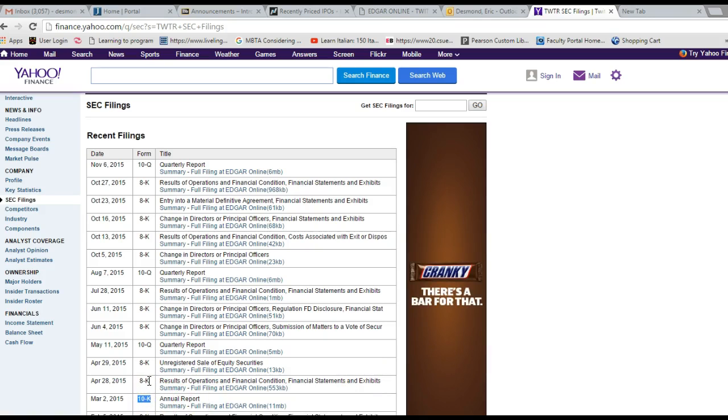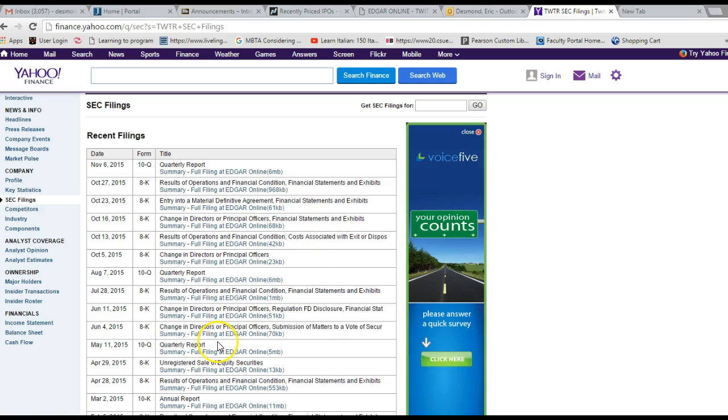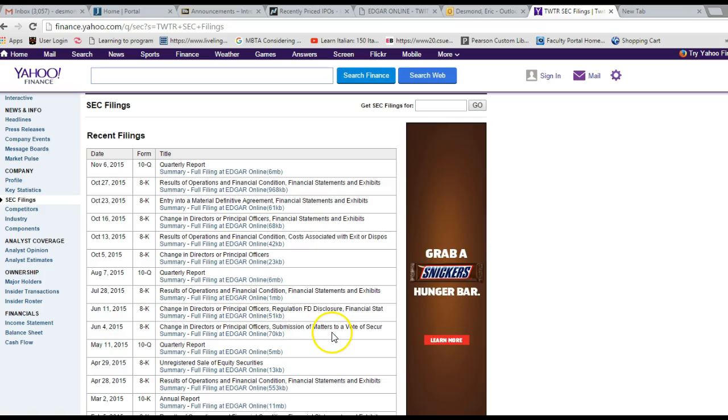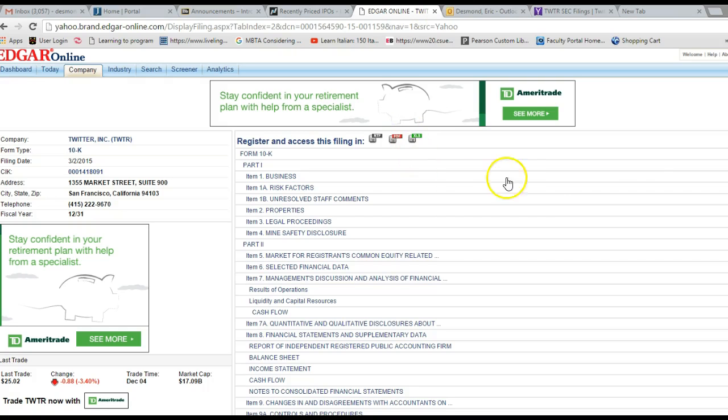The 10Q is filed every quarter, as you can see, quarterly report. 8Ks are forms that are filed for information purposes. They're required, but they're filed for various information purposes, for example, change in directors or principals, officers, things like that. Results of operations. You want to find the 10K annual report and then go to the full filing. And the full filing is right here.